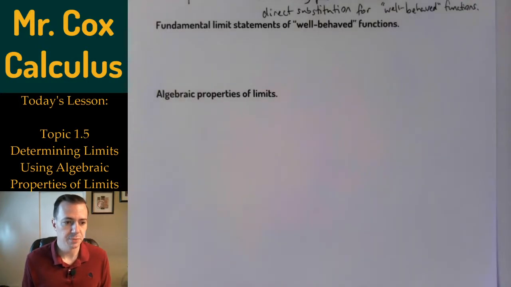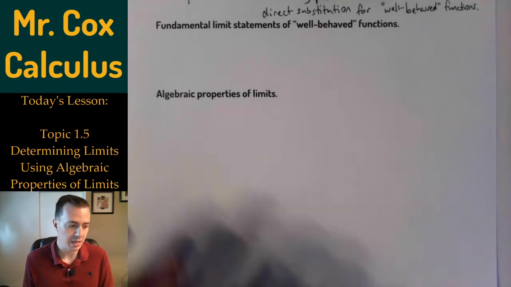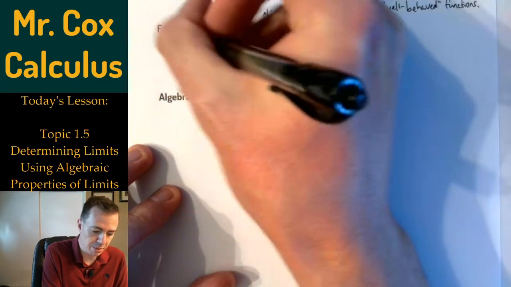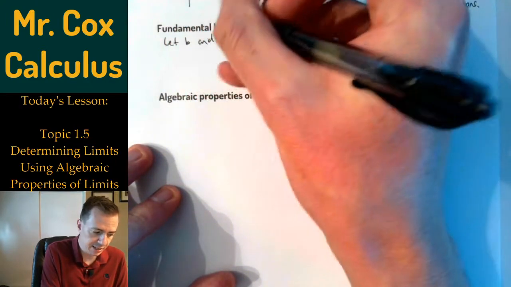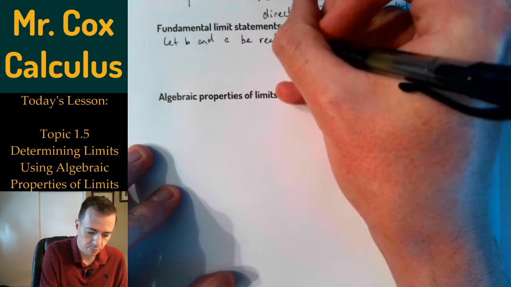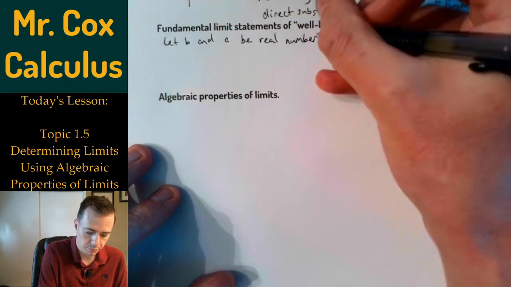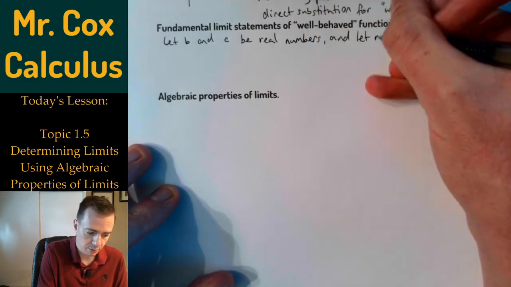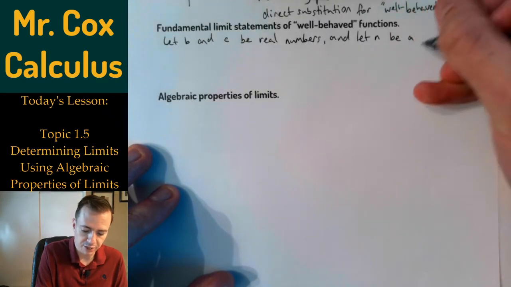Let's build some very fundamental and very intuitive statements that we can say about some well-behaved functions. So let's throw out some disclaimers here. Let's let B and C be real numbers and let's let N be a positive integer.